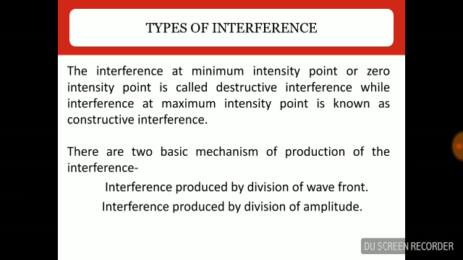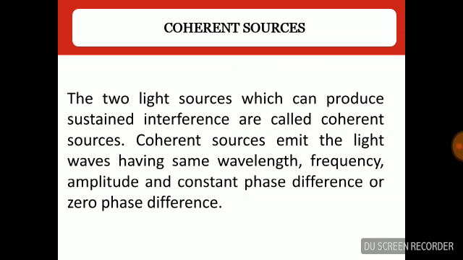There are two basic mechanisms of production of interference. One is interference produced by division of wavefront, and the other is interference produced by division of amplitude.